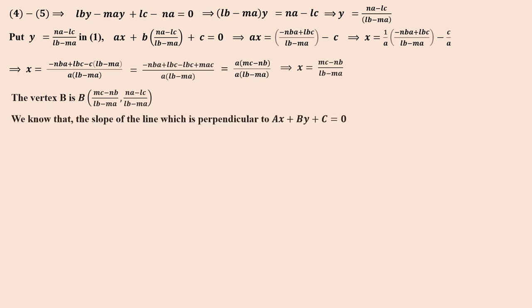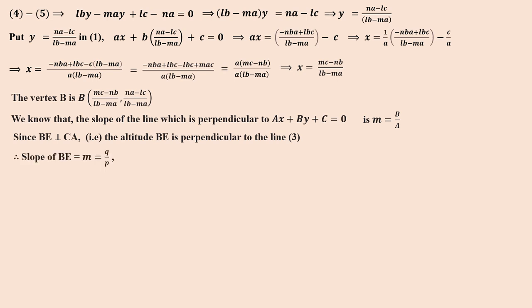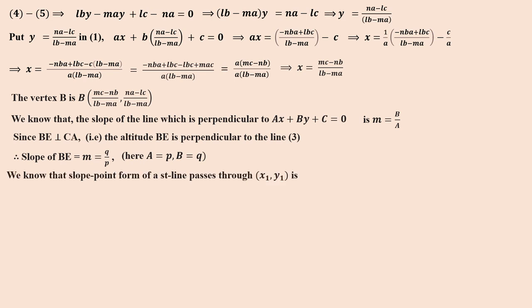We know that the slope of the line which is perpendicular to AX plus BY plus C equal to 0 is m equal to B by A. So BE is perpendicular to CA, therefore the altitude BE is perpendicular to the line 3, CA is line 3 and BE is nothing but the altitude. So the altitude is perpendicular to line 3. Therefore the slope of BE, using that formula and using the line 3, is m equal to Q by P. So we know the formula of a straight line which passes through (x1, y1) is y minus y1 equal to m into (x minus x1).